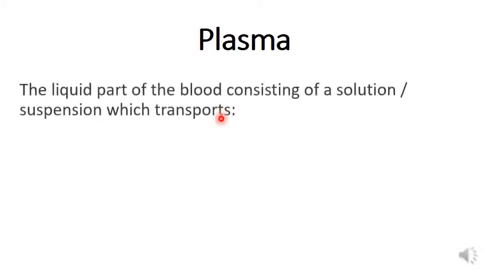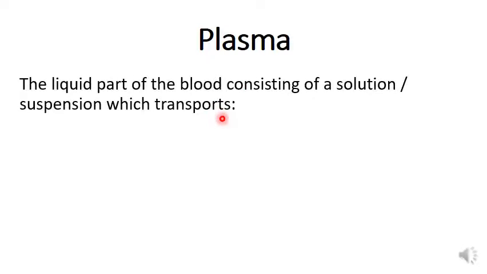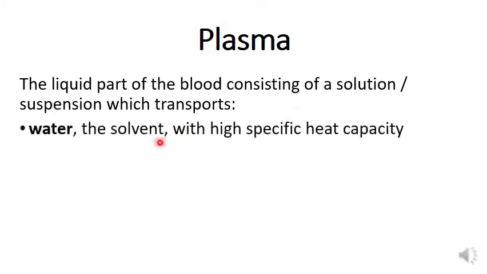Okay. And then the plasma is the liquid portion of the blood, which is like a solution or suspension transporting water with mainly dissolved substances, e.g. glucose and amino acids, etc. Also, due to the high specific heat capacity of water, the transport is facilitated well, because the water will not change temperature rapidly, and hence the substances being transported can be transported at a constant temperature.